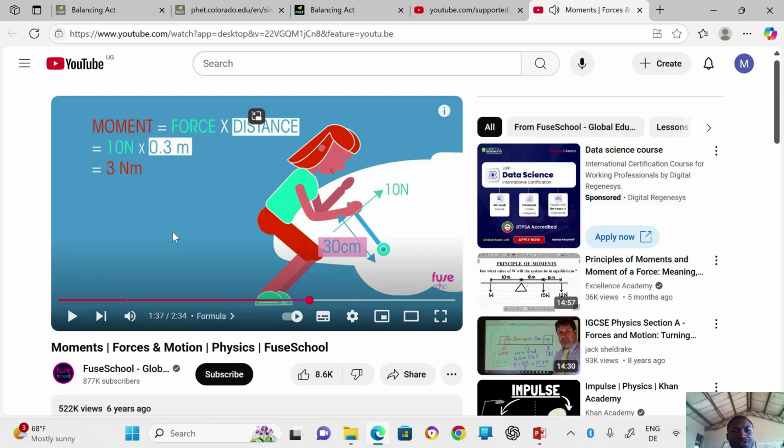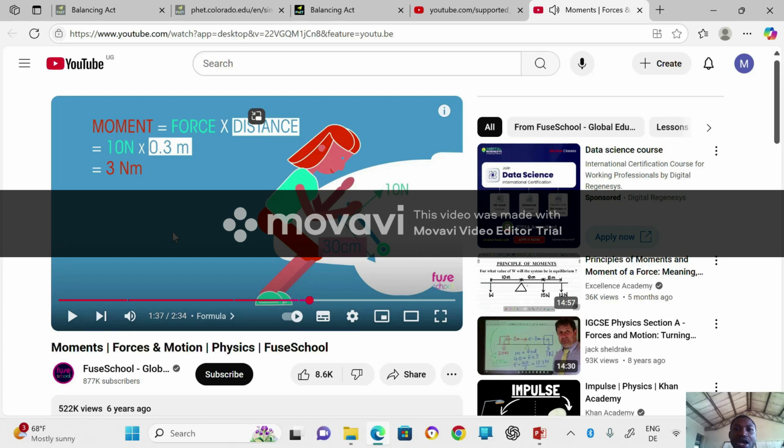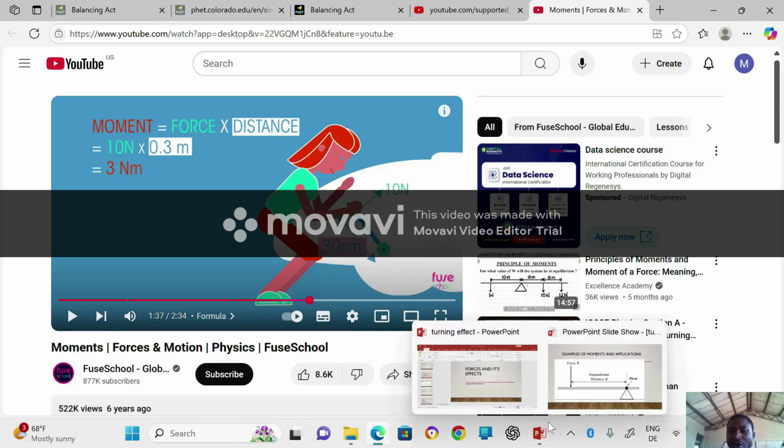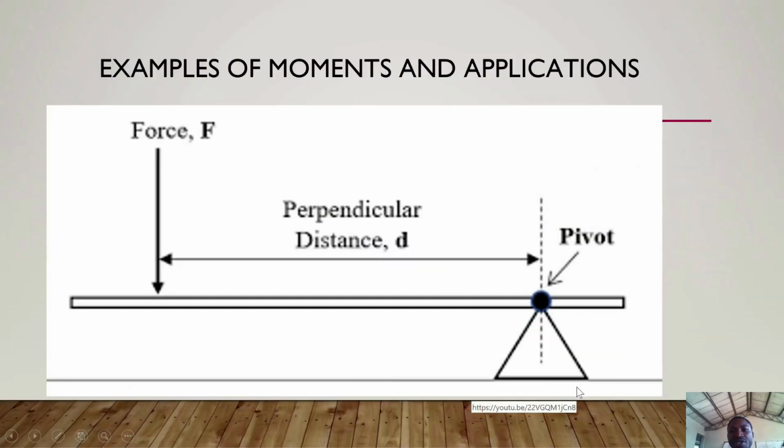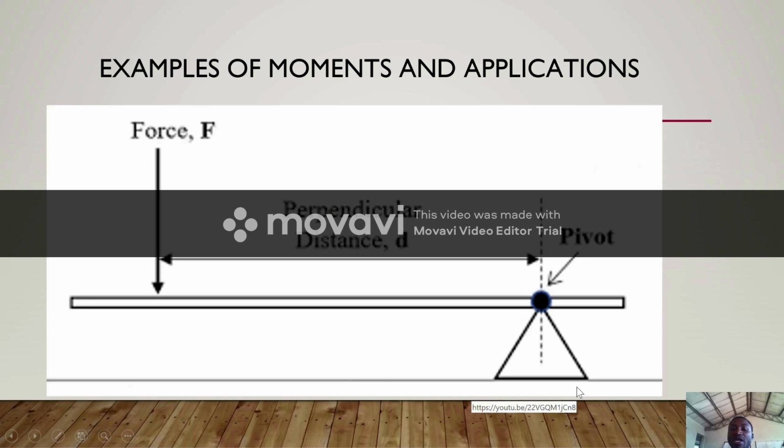Were you careful? In this video, they are still showing us that we can observe still moments in turning a car wheel, and the distance should be perpendicular. We are interested in the perpendicular distance. So in everything that we're going to do, to get the moment of a force, it should be the force and the perpendicular distance.